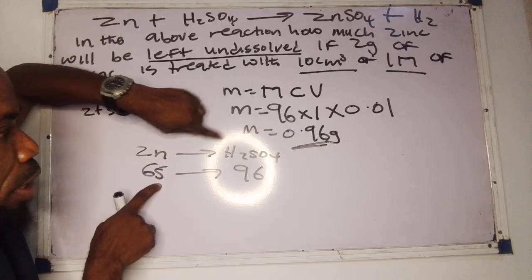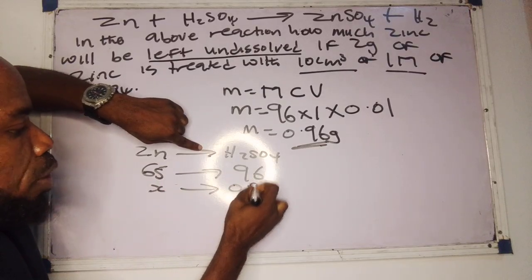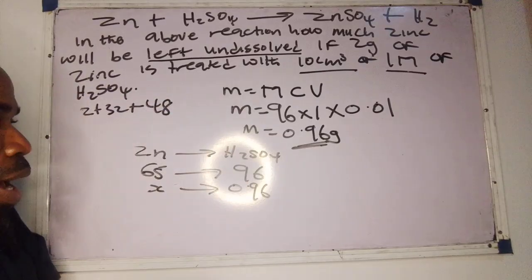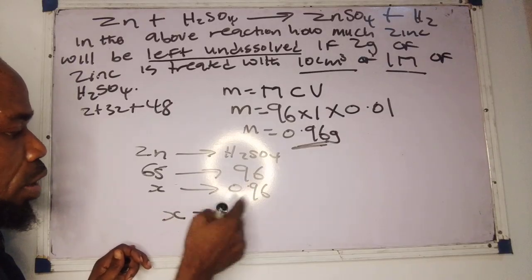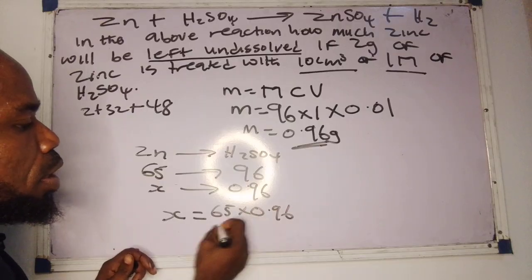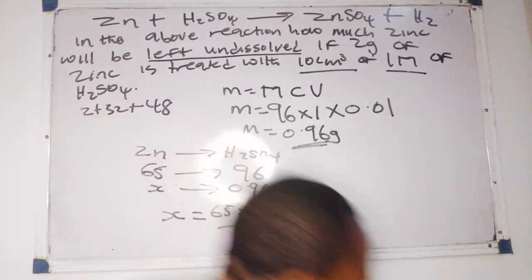I want to get the mass that reacted. So X is now equal to, X will give me what? 0.96. What do I do? Cross multiply. I'll get my answer. Now if you do that, you can say X is equal to 65 times 0.96 divided by 96, which is now equal to, now you will carry your calculator.